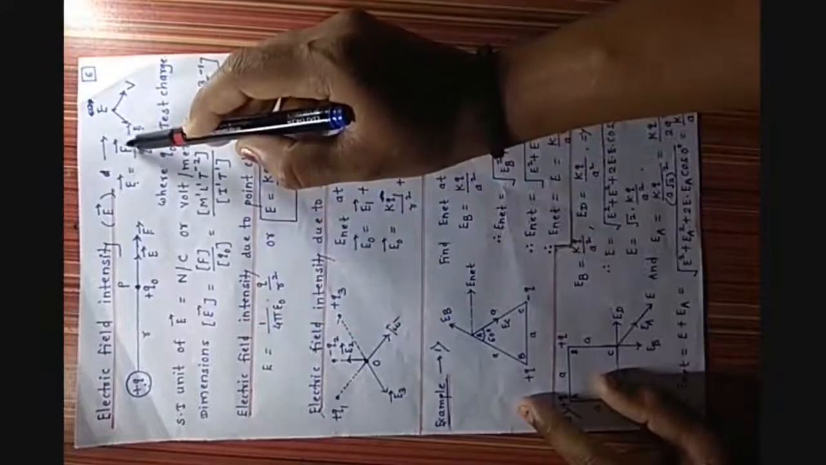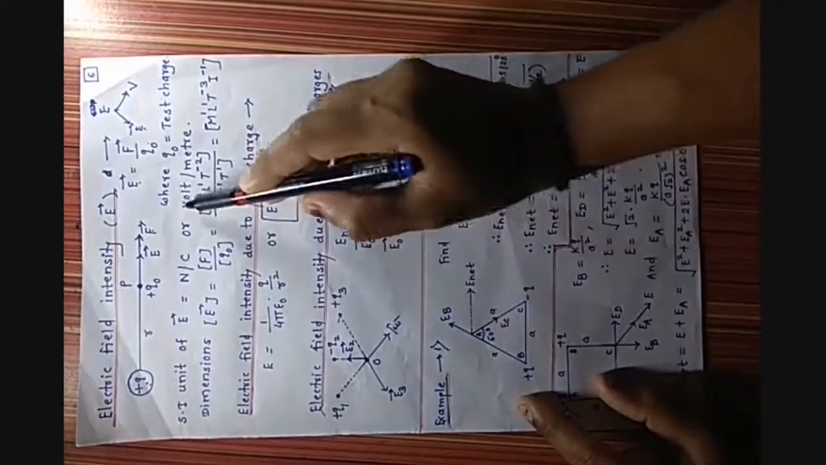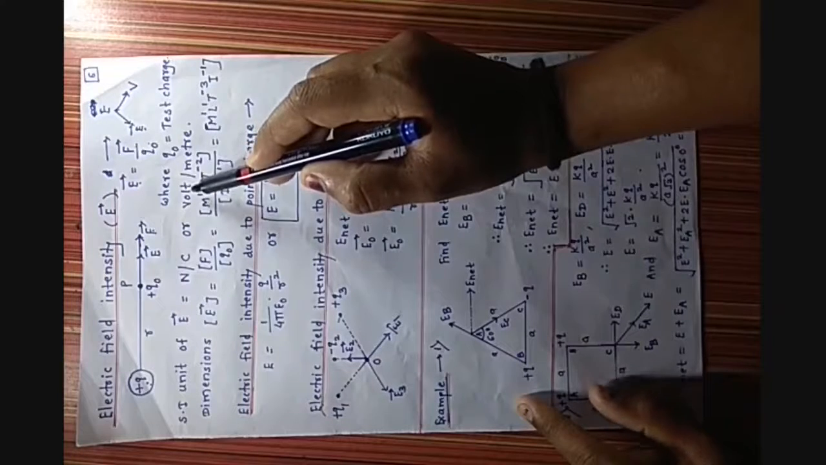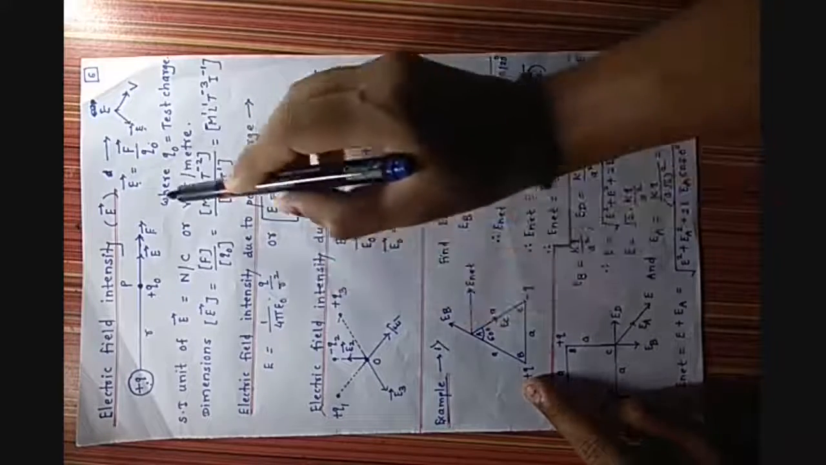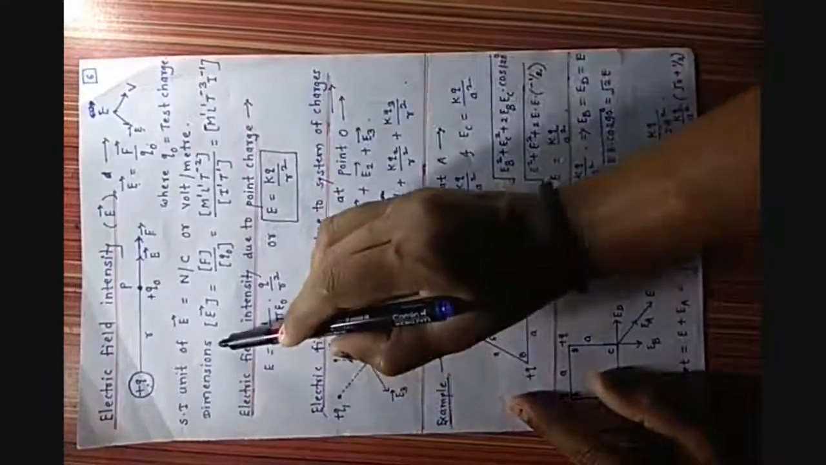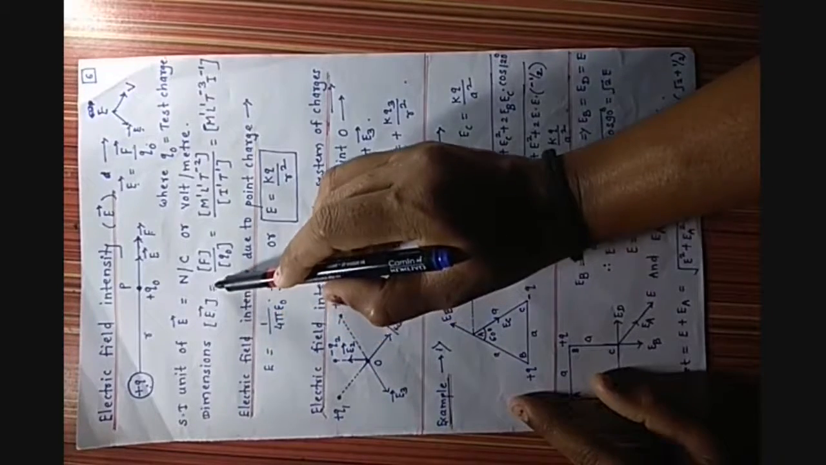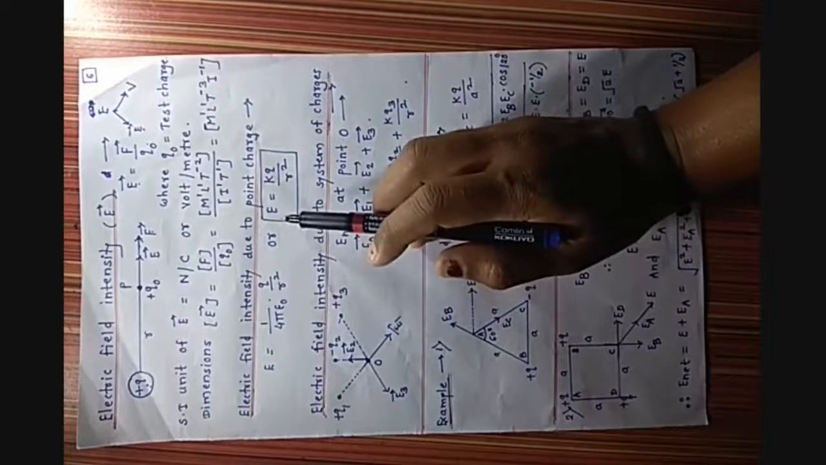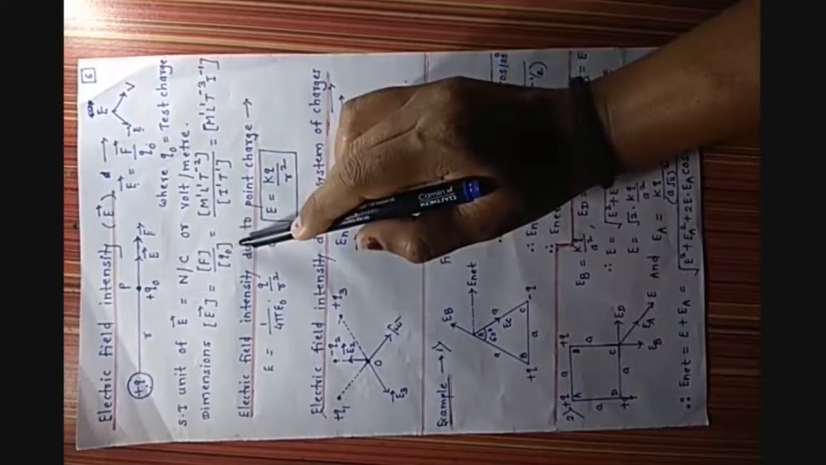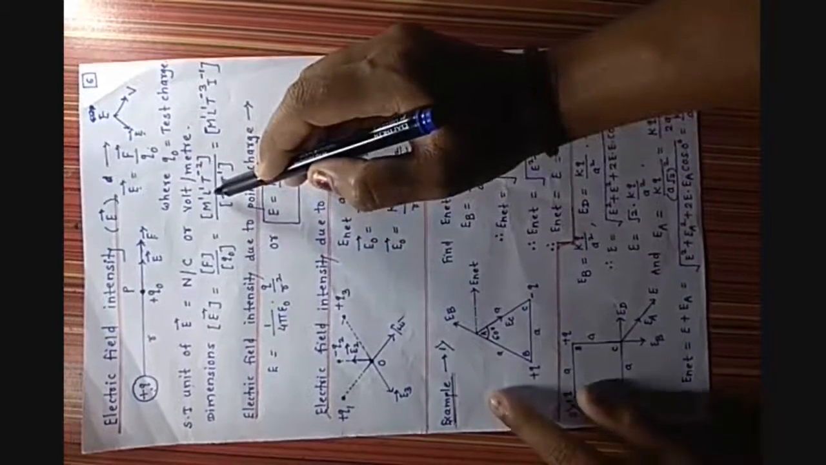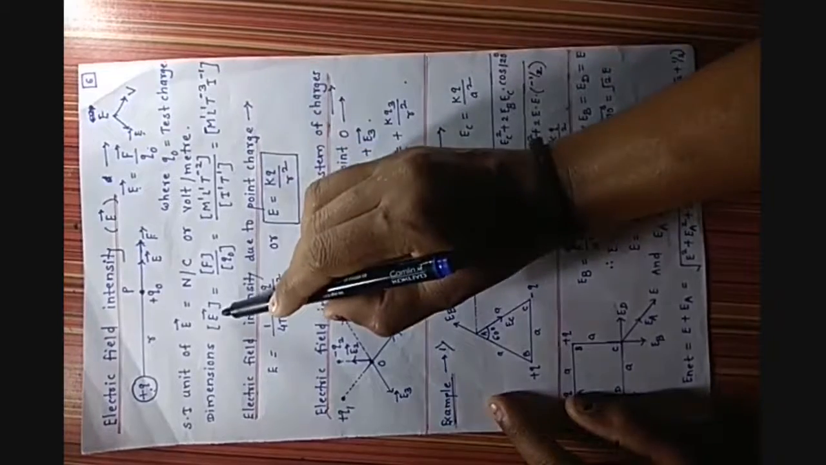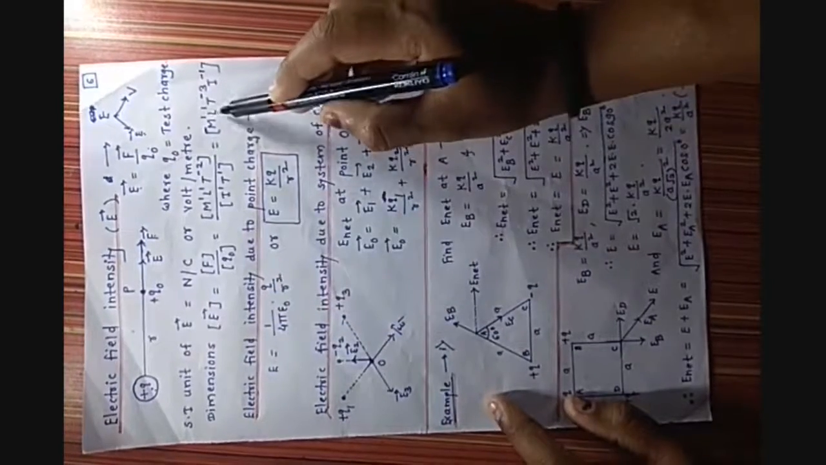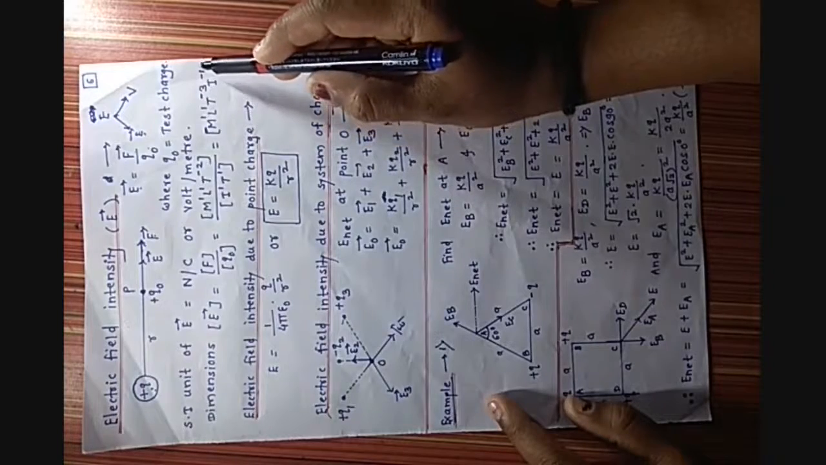So the SI unit of electric field is newton per coulomb, or it has another special unit which is volt per meter. We can consider this relation later on in the next articles. And the dimensions: the dimensions of electric field intensity equal the dimensions of F upon the dimensions of Q0. Now we are familiar with the dimensions of force, and Q0 means charge. Substitute the dimensions and we'll get the dimensions of electric field intensity as M1 L1 T raised to minus 3 I raised to minus 1.